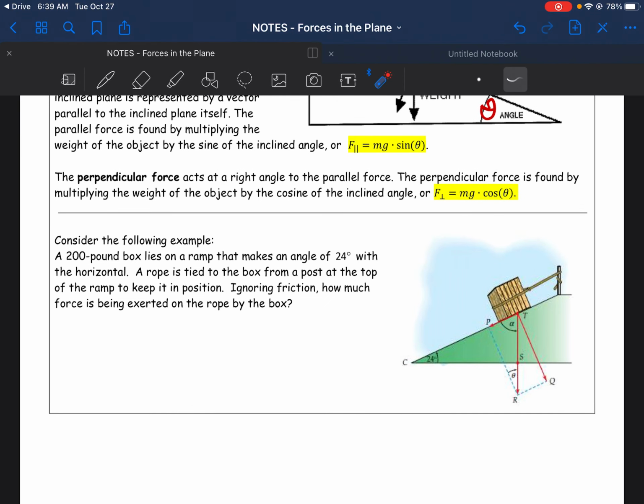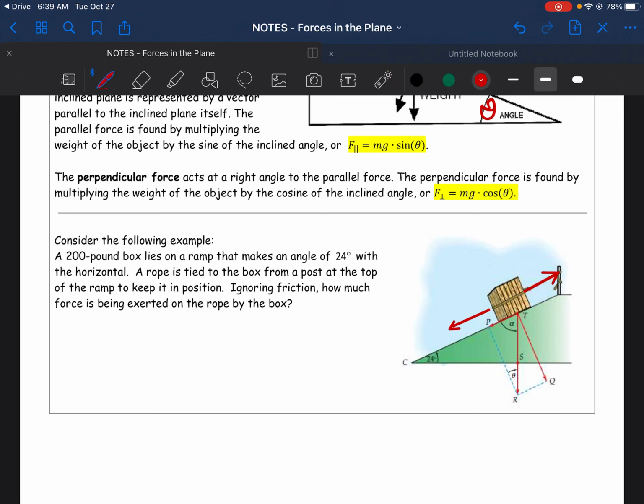So a 200-pound box lies on a ramp that makes an angle of 24 degrees with the horizontal. A rope is tied to the box from a post at the top of the ramp to keep it in position. Ignoring friction, how much force is being exerted on the rope by the box? So we are looking for the parallel force. Okay, we want to know how much force is being exerted on the rope by the box.